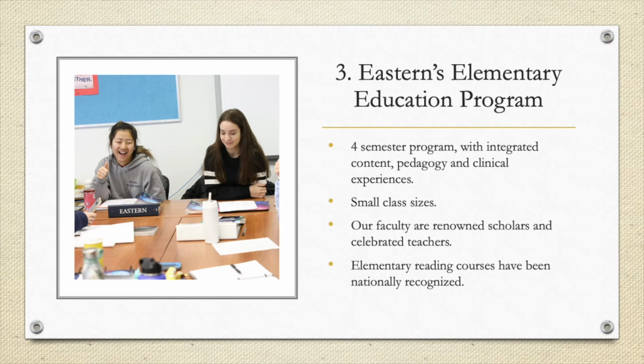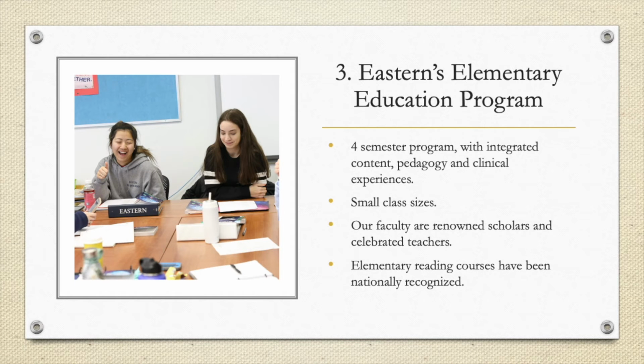The elementary education program at Eastern is a 4-semester program. You'll start it in the junior year and take 4 semesters of coursework, including pedagogy classes and clinical experiences. In each of these clinical experiences, you will be guided by your faculty and supervisors. We will be placing you, supervising you, and helping you finish the requirements. Our program is small. We only admit 30 students each year. It's a highly sought after program, highly competitive, but the small class size allows us to get to know each student, and you'll get to know your faculty and your peers really well.